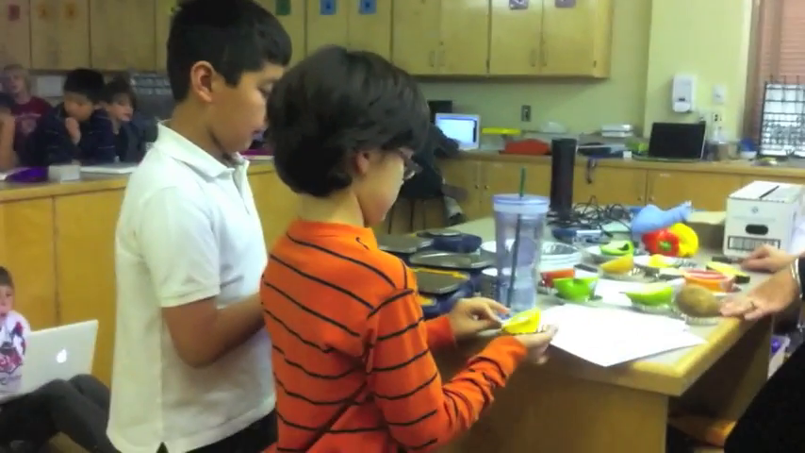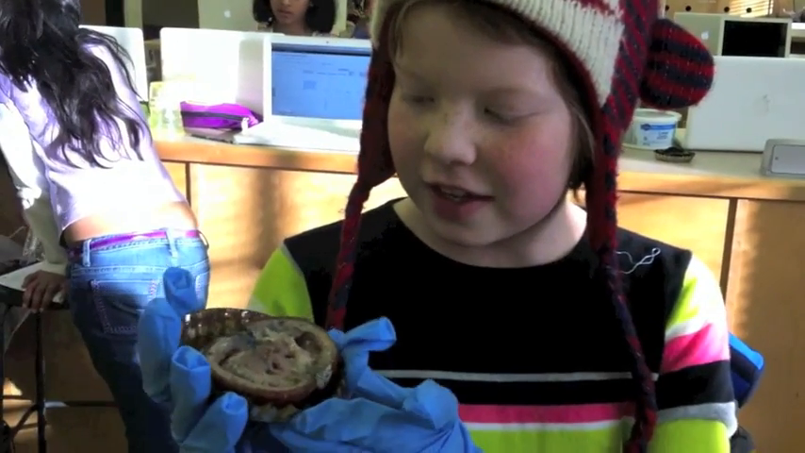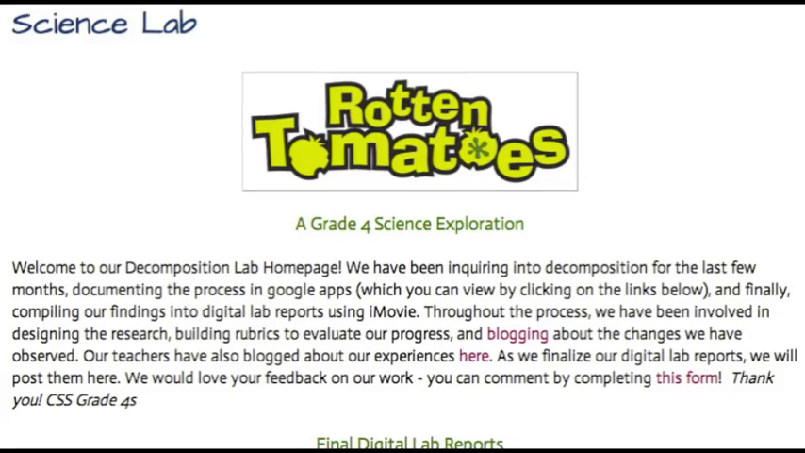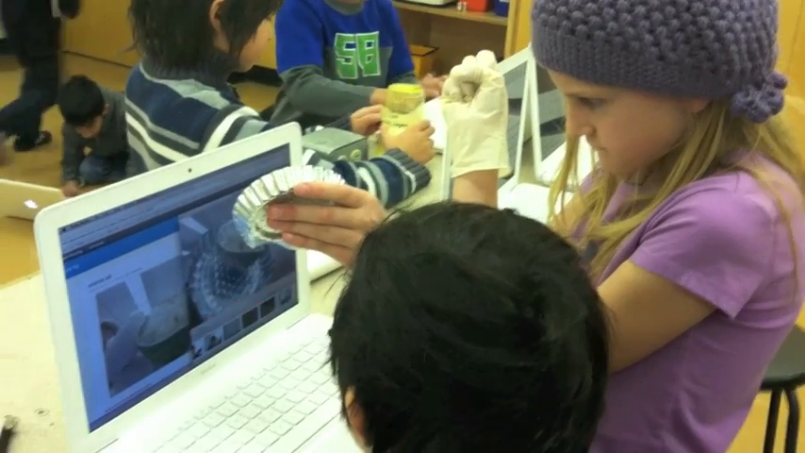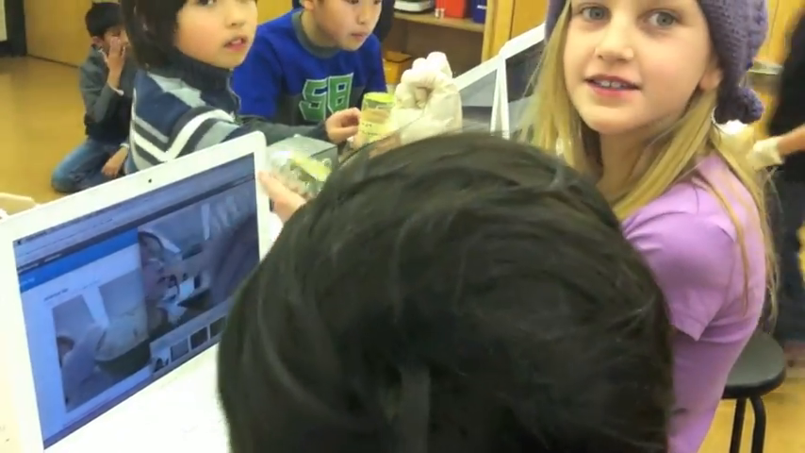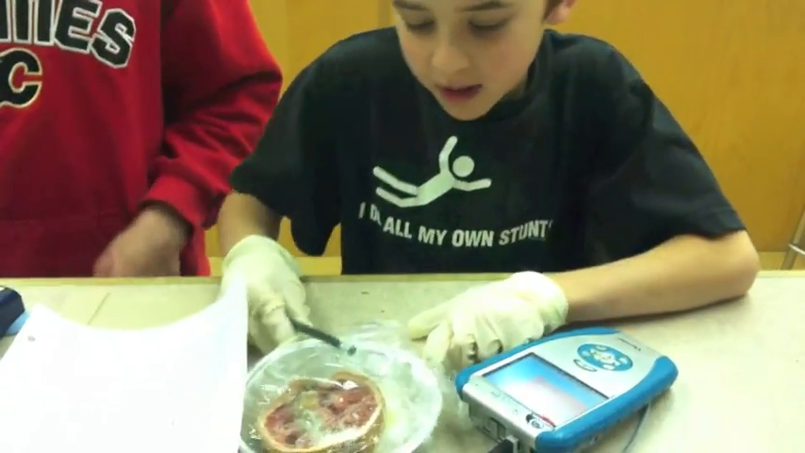Earlier in their grade 4 year, our students had conducted an in-depth investigation called Rotten Tomatoes. This inquiry into waste in our world allowed students to develop a deeper understanding of the process of decomposition, the scientific method, collaboration, and what it means to be a scientist.